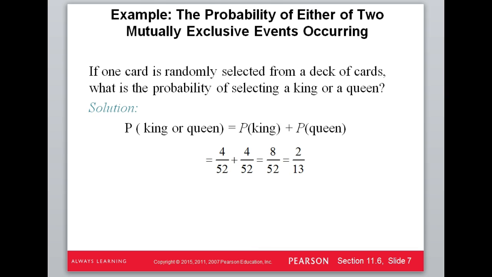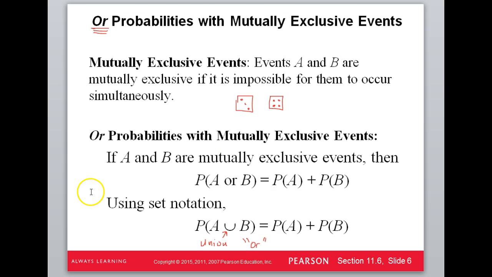Alright, so let's look at this example with our cards again. What's the probability I draw a king or a queen? So there's the word OR, and that's what you're going to be looking for when you do these problems in your homework and on your quiz. If it has that word OR, then I can use this rule. Now we are going to get a second OR rule later for when they're not mutually exclusive, when they do share an outcome in common.